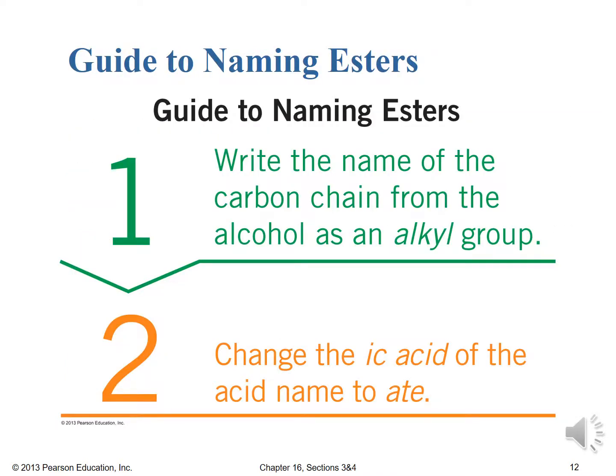So up through now, you've seen a lot of different names here for these esters. Let's just review how we would name a general ester. I've provided you with the names. Let's see how you would go ahead and determine the names based on structures. So in our guide, the first step is to write the name of the carbon chain from the alcohol as an alkyl group. And then second, change the -ic acid ending of the acid name to -ate, technically an -oate. So here we'll move on and see how that works with an example.